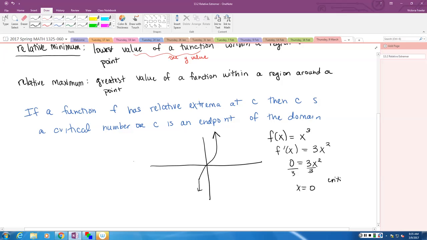Okay, so that is a critical number. So if I look on my graph, where x is 0, is that a relative min or a relative max? No, it's not. So I'm just trying to show you that you can't go and say, oh, if it's a critical number, it is going to be a relative minimum or max. It says if you have a relative min or max, then C is going to be a critical number or an endpoint. Okay, so it's just to show you, don't confuse what we've written up here. All right, let's add a page.